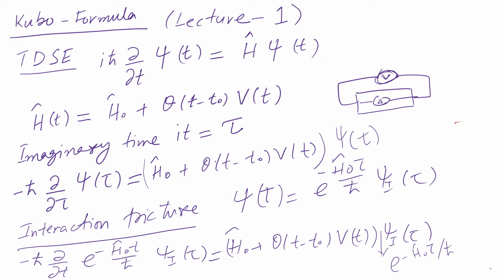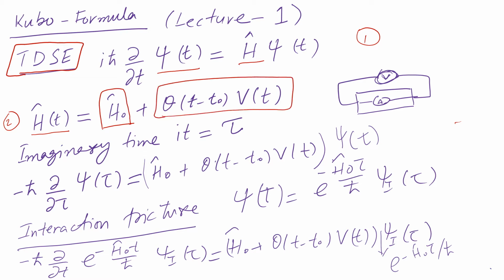Okay, so we start from the well-defined time-dependent Schrodinger equation. So this is the time-dependent Schrodinger equation. We have the time derivative of the wave function, and this is the Hamiltonian. So this is the first step, and the second step is that the Hamiltonian consists of two parts. The first part refers to the sample, so H0 is the Hamiltonian for the sample, and the second part, that is V of t, refers to the external potential.